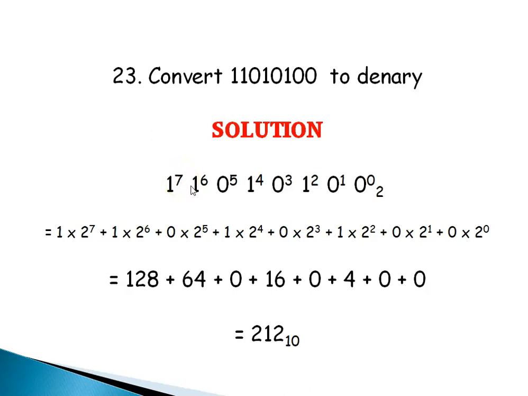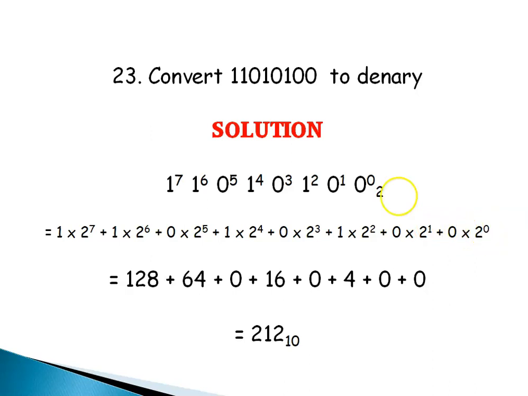Now the next step is to multiply this number, multiply by the base, raised to power, whatever power that number has. So I start here, 1 times this 2 raised to power 7. That's what I have here. 1 multiplied by this 2 raised to power 6. That's what I have here. Then I'll continue. 0 times 2 raised to power 5 plus 1 times 2 raised to power 4 plus 0 times 2 raised to power 3 plus 1 times 2 raised to power 2 plus 0 times 2 raised to power 1 plus 0 times 2 raised to power 0.